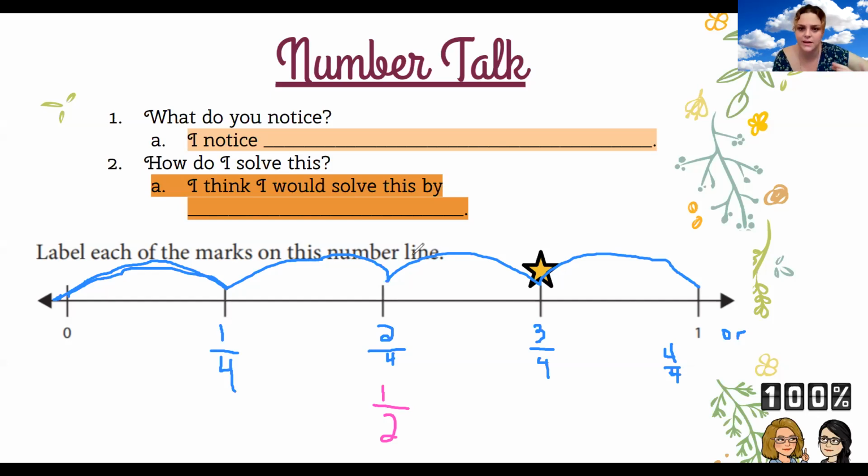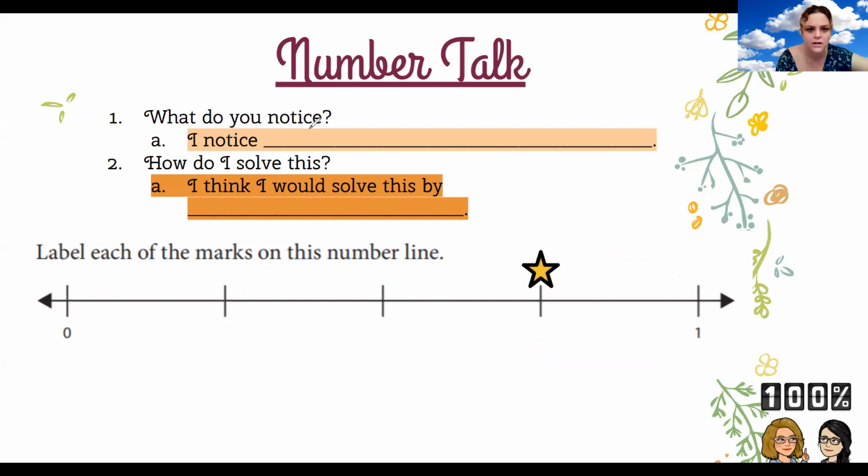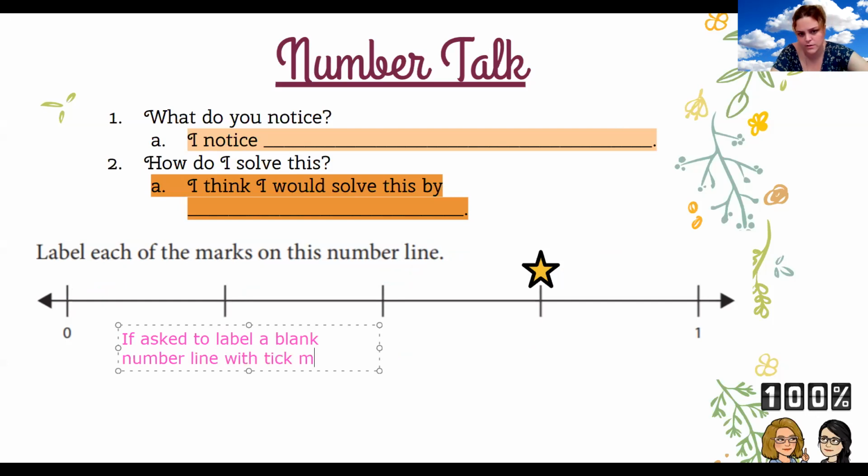I'm going to erase it, and I'm going to write down a statement that I want you to write down in your notebook in order to label a blank number line that's missing the fractions. We're going to write a statement on how to do that. Let me clear all drawings, and let me get my text box going. If asked to label a blank number line with tick marks, these are tick marks. These little lines that you see are tick marks.